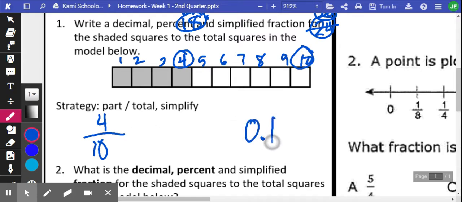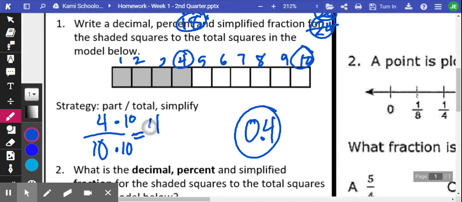0.4, four tenths. So we have our decimal, and then as a percent, if we do times 10 times 10, that would give us our hundredths. So 4 times 10 is 40, and then 10 times 10 is 100. So we convert the decimal to a percent. So this is going to be 40%.